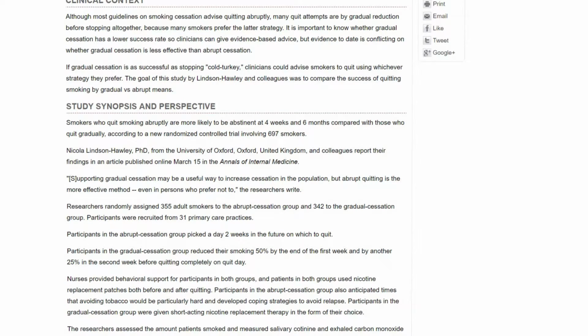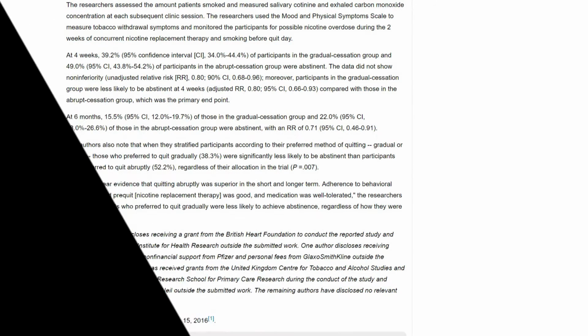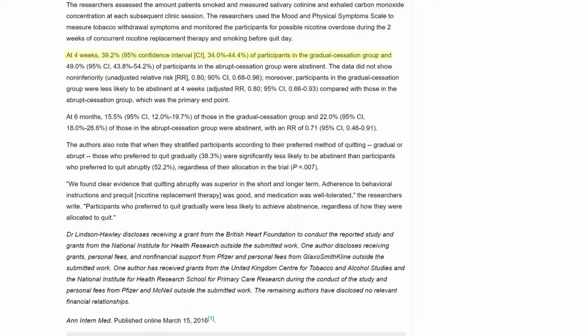smoking. The researchers assigned 700 smokers into two groups. One is the abrupt cessation group, the other one is the gradual cessation group. Both groups received behavioral support from nurses as well as nicotine replacement. At week 4, the result shows 39.2% of gradual cessation participants were abstinent compared to 49% of the abrupt cessation group.